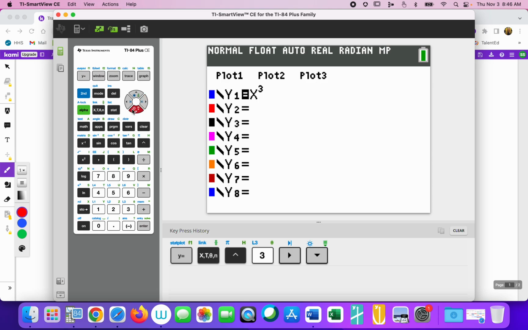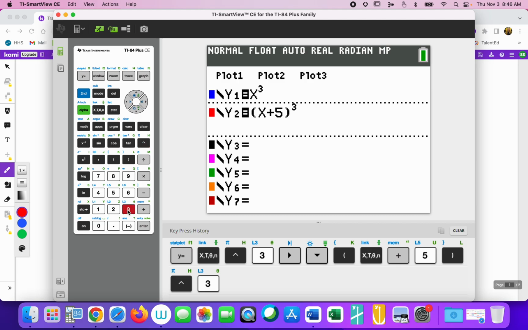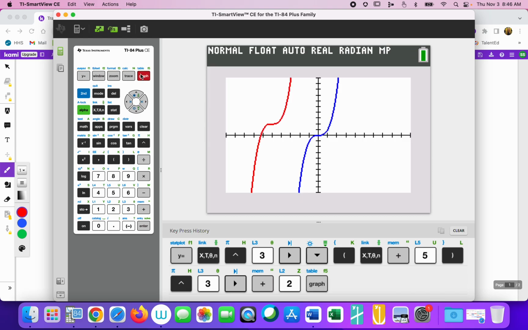If you want to do them both separately, that's fine. Enter them in exactly as it is on your paper. So parentheses x plus 5, and then to the 3rd power on the outside of the parentheses, and then the plus 2. So make sure it looks like that. Okay. Everybody good? Hit graph. Okay.